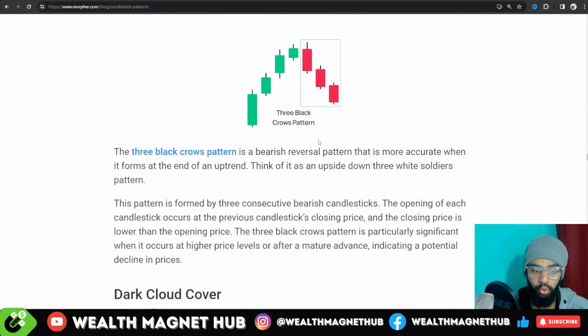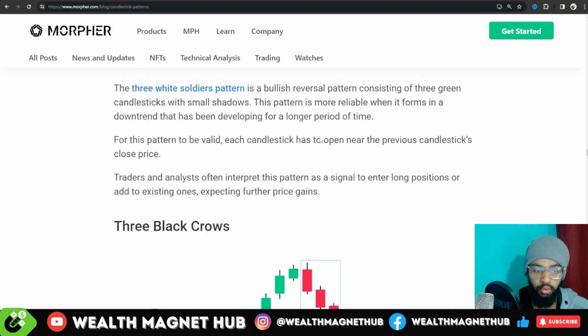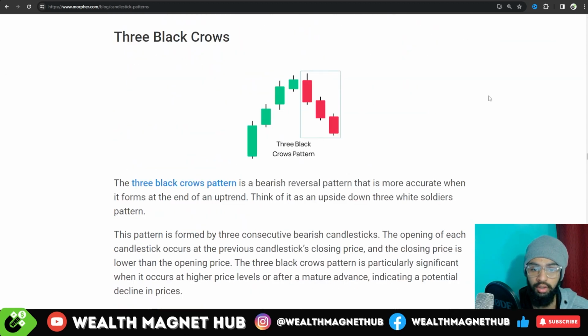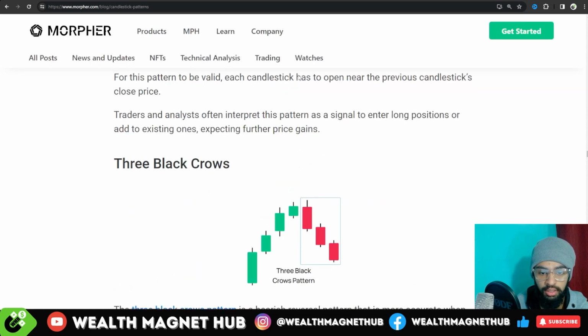And if we go down lower in the article, we can continue to look at the 3 black crows. So this is basically the inverse of what we talked about before. This is called 3 black crows, and as you can see, it's basically the opposite. We were in an uptrend before we saw these candlesticks, and we see 3 continuous candlesticks, similar in size, short shadows, and basically near the closing price of the open. So that's basically the opposite.